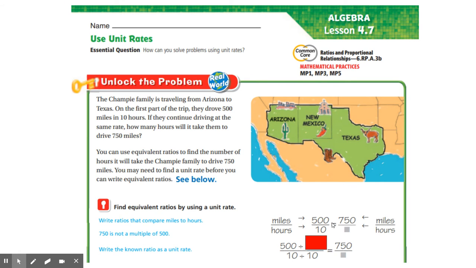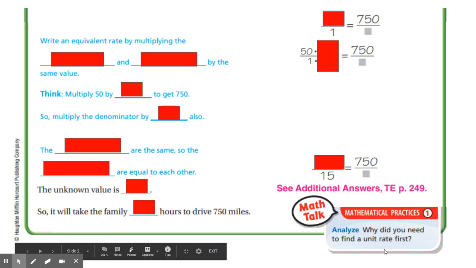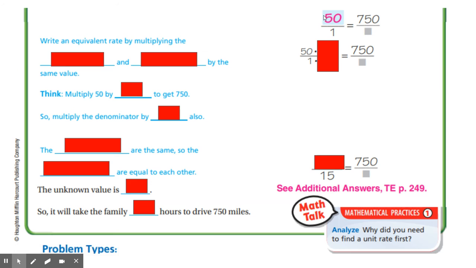So 500 over 10 would reduce down to, if we divide them by tens, 50 miles in 1 hour, so 50 miles per hour. So now I'm going to figure out if I do 750 divided by 50, what's that other number going to be? Or what would I be multiplying by? So in this case, if I would do 750 divided by 50, I would find out that it's 15.